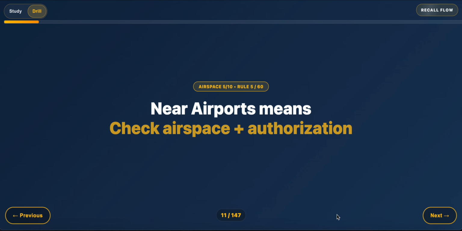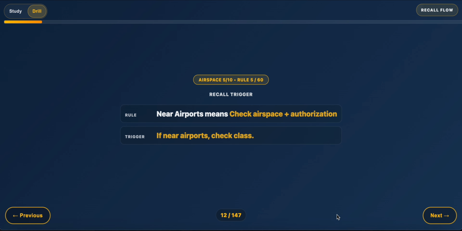Rule 5, proximity to an airport doesn't answer the question by itself. The next step is identifying the airspace class. Once that's known, authorization requirements become clear. Trigger phrase, if near airport, check class.